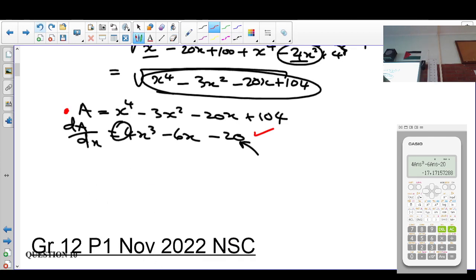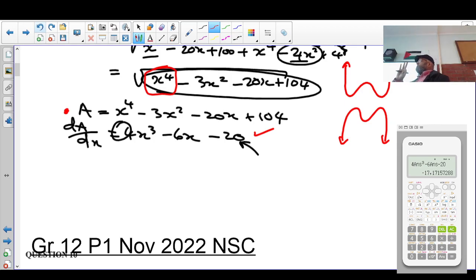Okay, so this is x to the power 4. Which means to say, if we look at the x to the power 4 graph, it looks like that, or it looks like it. That's x to the power 4. Which means to say there are a maximum of 3 turning points on this type of graph.